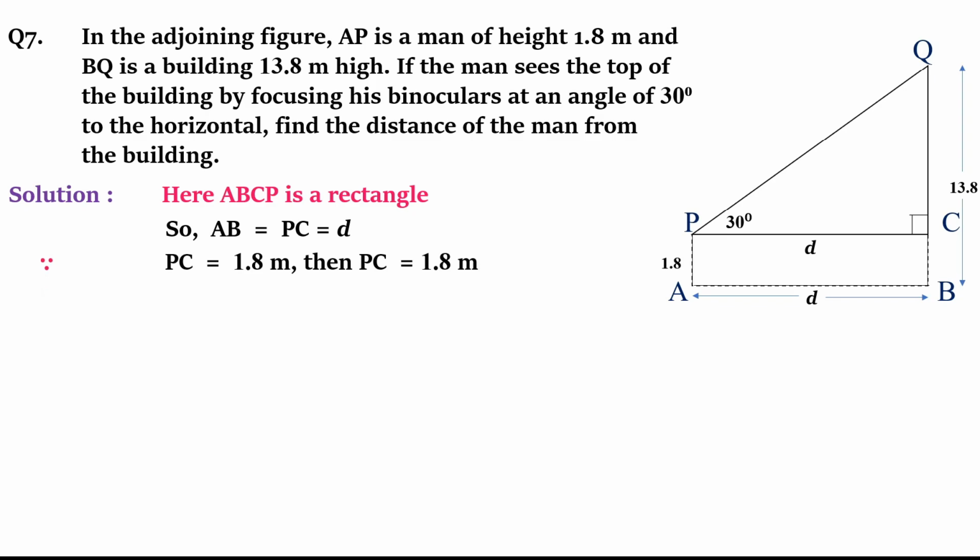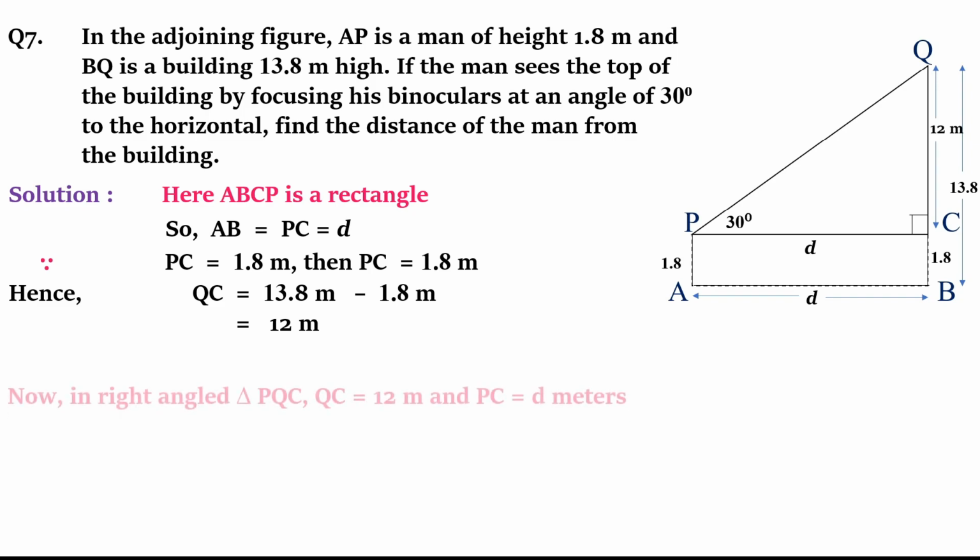Next I see AP is given as 1.8. So BC is also 1.8. By mistake I have written PC is equal to 1.8. AP is equal to 1.8 and BC is also 1.8. So here I have BC is equal to 1.8. Then we see QC. We know BQ is 13.8. So what is QC? QC will be 13.8 minus 1.8, which is 12.